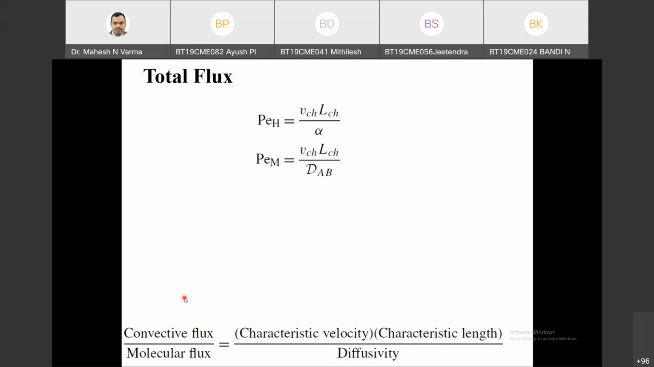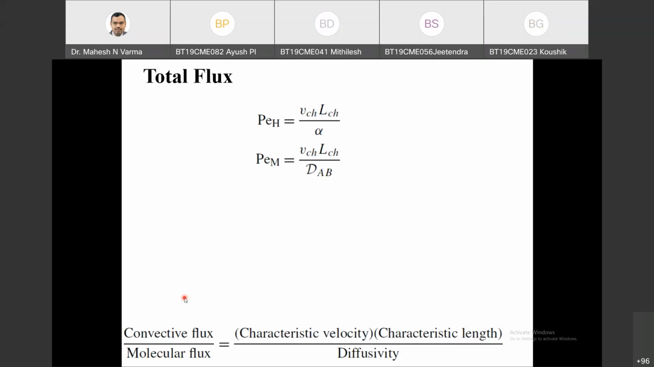Sir, the Peclet number is correct, and the Nusselt number is the ratio of total flux, and total flux comes in the Nusselt number. Very good. Who is it? Roll number? 23, sir. 23.